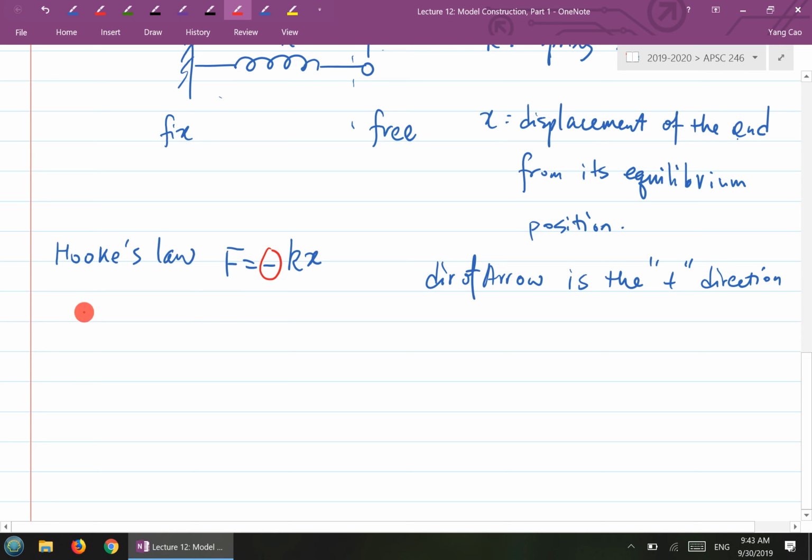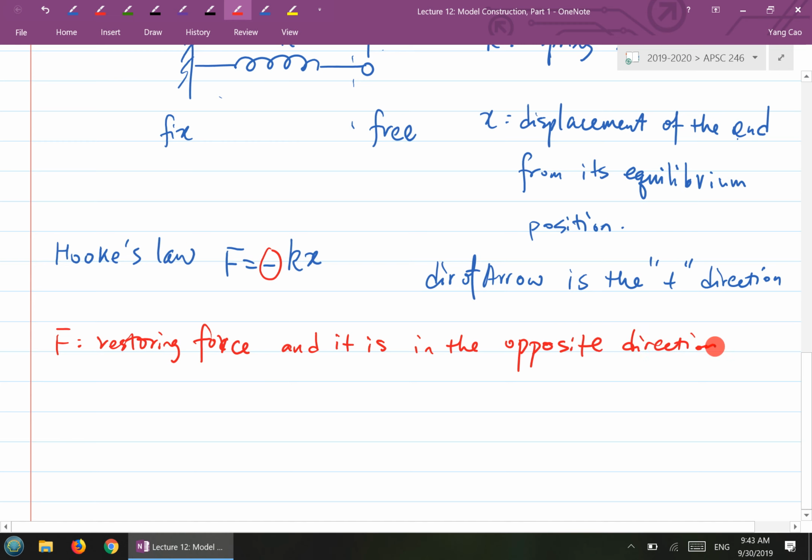So this F here is called the restoring force, and it is in the opposite direction of the displacement.